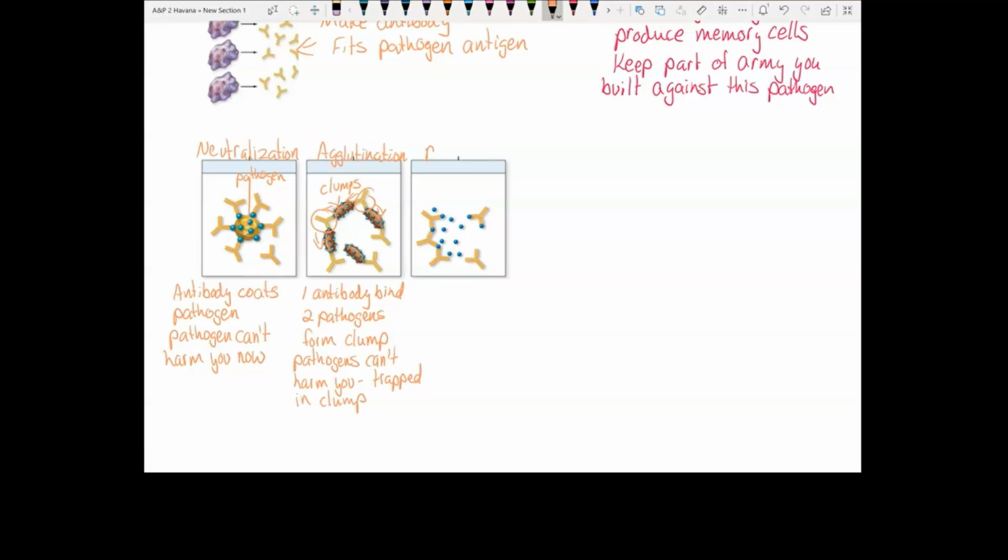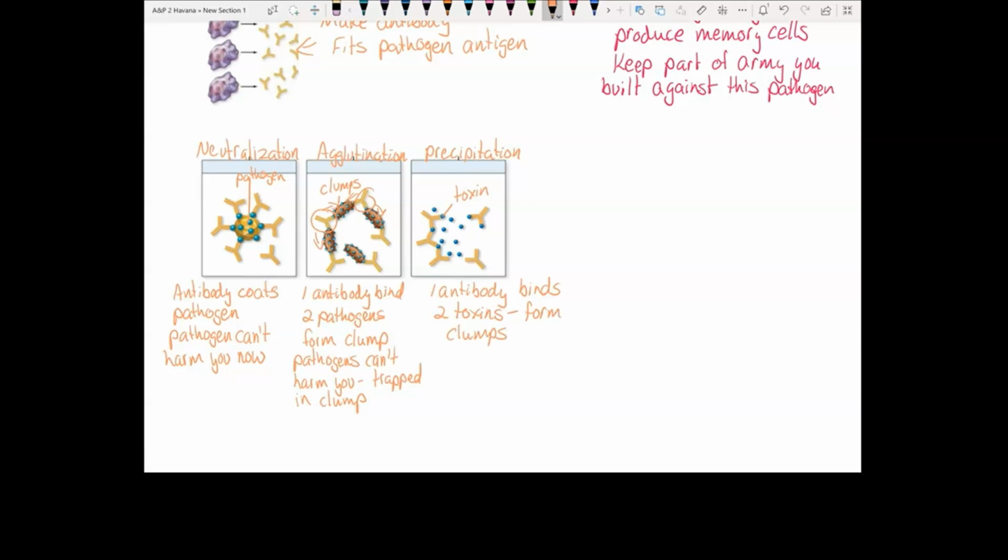The third one is precipitation. It's just like agglutination. The only difference is that now it's a toxin rather than a pathogen. So this is where one antibody binds 2 toxins, and you form clumps.